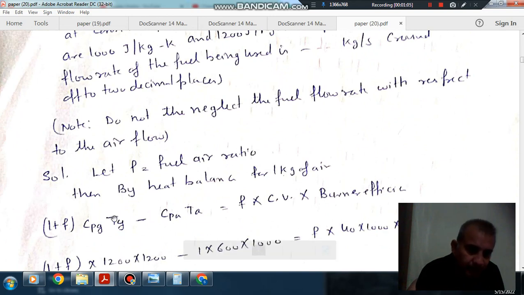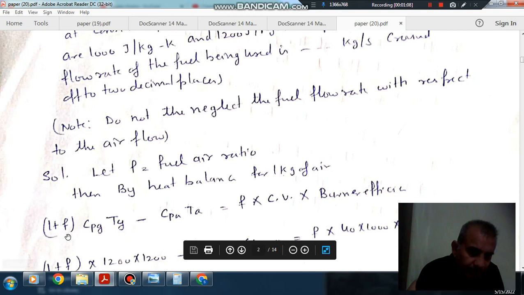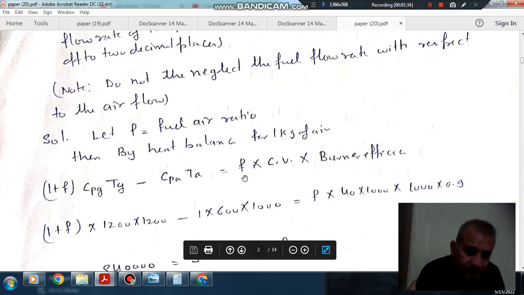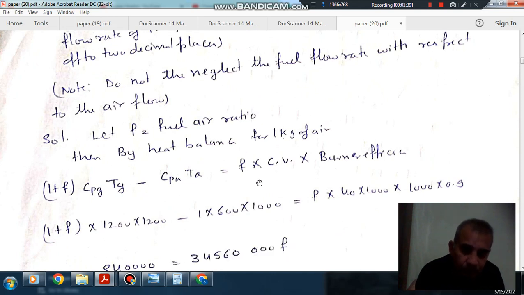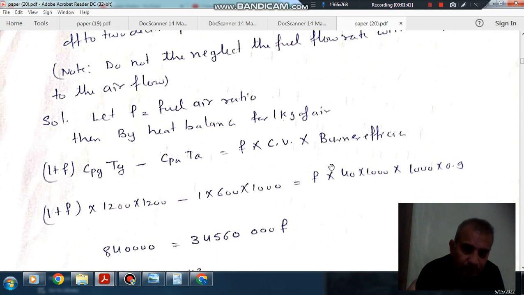So by heat balance, this is the heat carried by exhaust gases. For 1 kg of air, the total exhaust gases is 1 plus F. Okay, that is the total mass of exhaust gases, and CPG into TG is the heat carried by exhaust gases, and the heat carried by inlet, because at inlet there is only air. Okay, and this heat is supplied by fuel, and fuel for 1 kg of air is F. So F into Cv into burner efficiency.